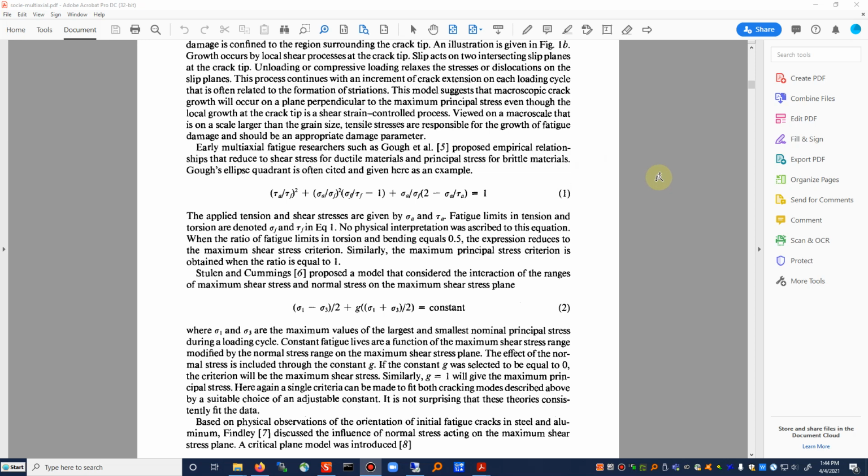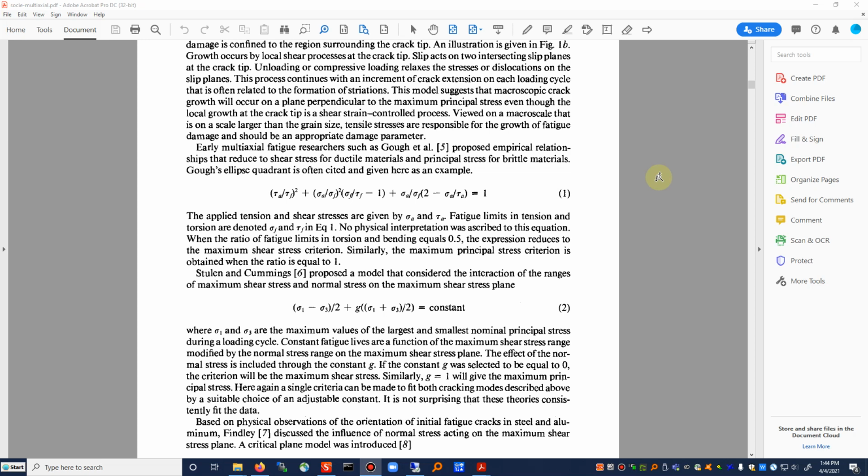The applied tension and shear stresses are given by sigma a and tau sub a. Fatigue limits in tension and torsion are denoted by sigma f and tau f. No physical interpretation was ascribed to this equation. When the ratio of fatigue limits in torsion and bending equals 0.5, the expression reduces to the maximum shear stress criterion. Similarly, the maximum principal stress criterion is obtained when the ratio is equal to 1. And then Stulen and Cummings proposed a model that considered the interaction of the ranges of maximum shear stress and normal stress on the maximum shear stress plane.